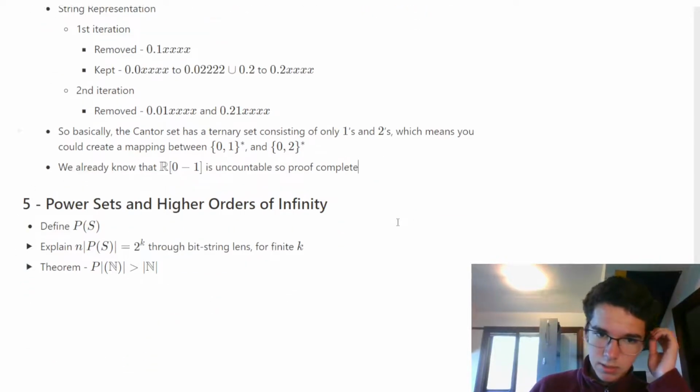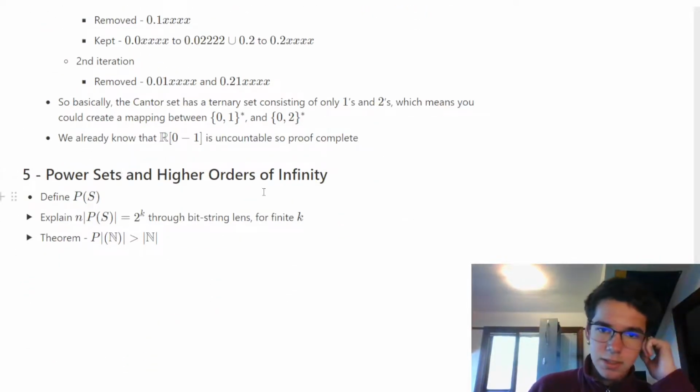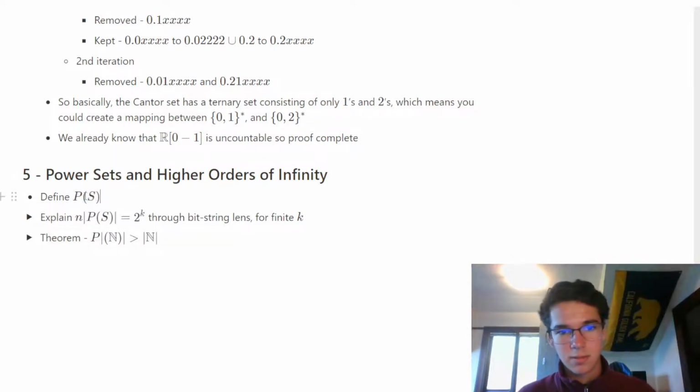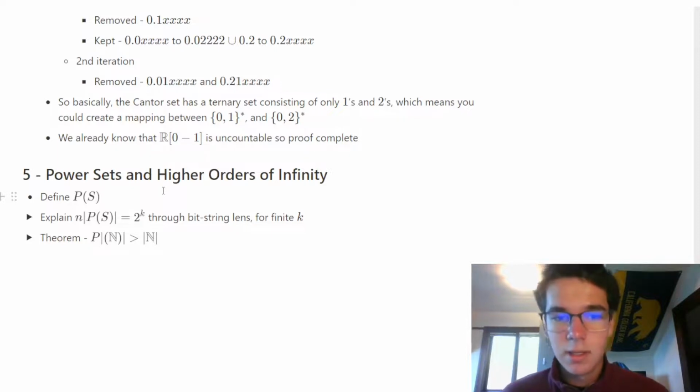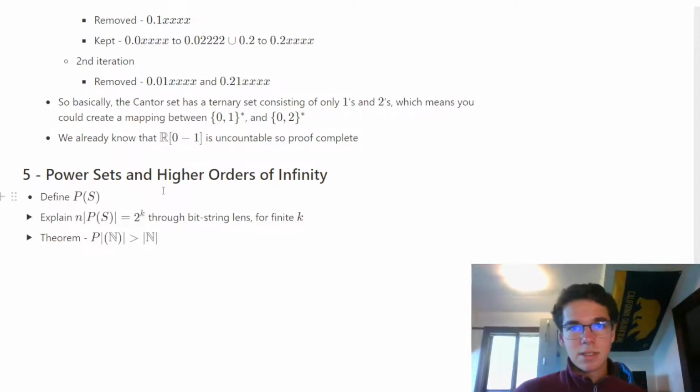So yeah, okay, we're going to move on to power sets and higher orders of infinity. So first off, I was sort of lazy. I didn't actually make the letters look the way they should, but this represents the power set of S. We talked about this way back in note 0, I think, actually. So a power set is basically just all subsets of a set S.